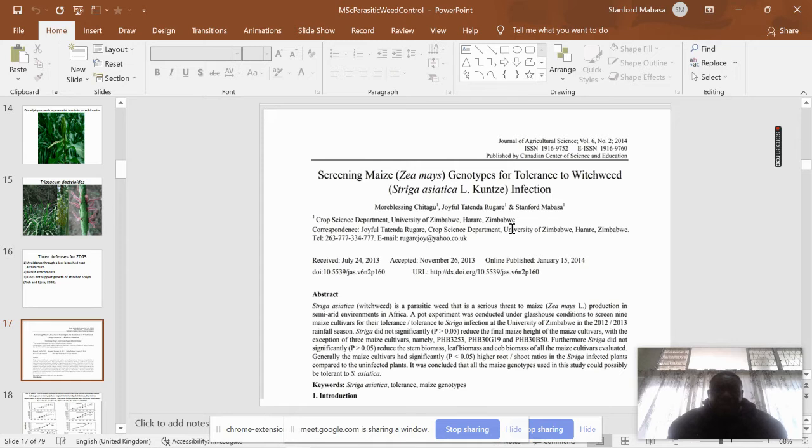Now, in Zimbabwe, there were also some screenings of maize, and there were some hybrids which appear to be tolerant to witchweed, although they were not resistant, but at least one could grow them in Striga infested areas and achieve good yields.